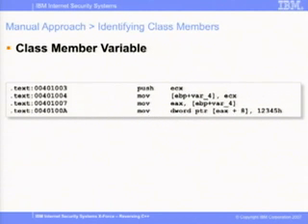Now, identifying class member variables. This one is actually easy. We can see here that the this pointer ECX is copied to EAX, and a value is being written to it. So you can see that there's an access into a particular offset in the class instance layout. That would give us a clue that offset 8 of that class instance layout is a member variable.